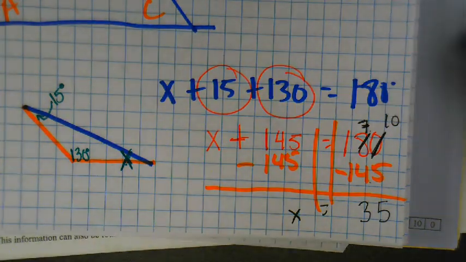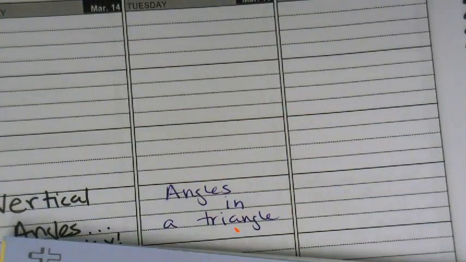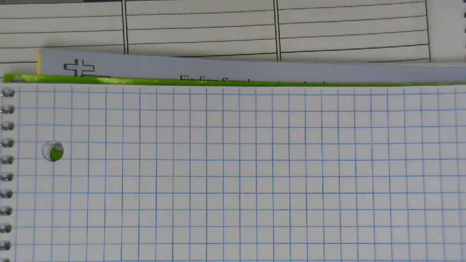Because my marker kind of bled. All right, can you draw me a right angle? Thank you. Patience. They're just children. Patience. Breathe in, breathe out. Count to 10.